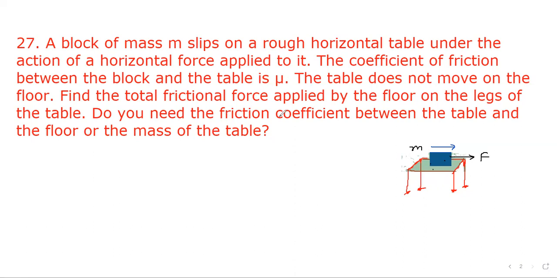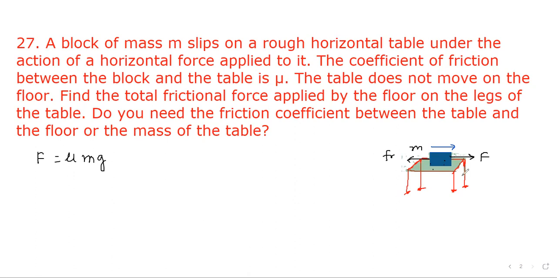Do you need the friction coefficient between the table and the floor or the mass of the table? So here, friction force between table and the block, mu mg is friction force. Now for table, we consider. So since table is not in motion, and when we apply this force in this direction, so friction force acts here, Fr, and if we consider the case of the table, then on table, there will be friction force in this direction.